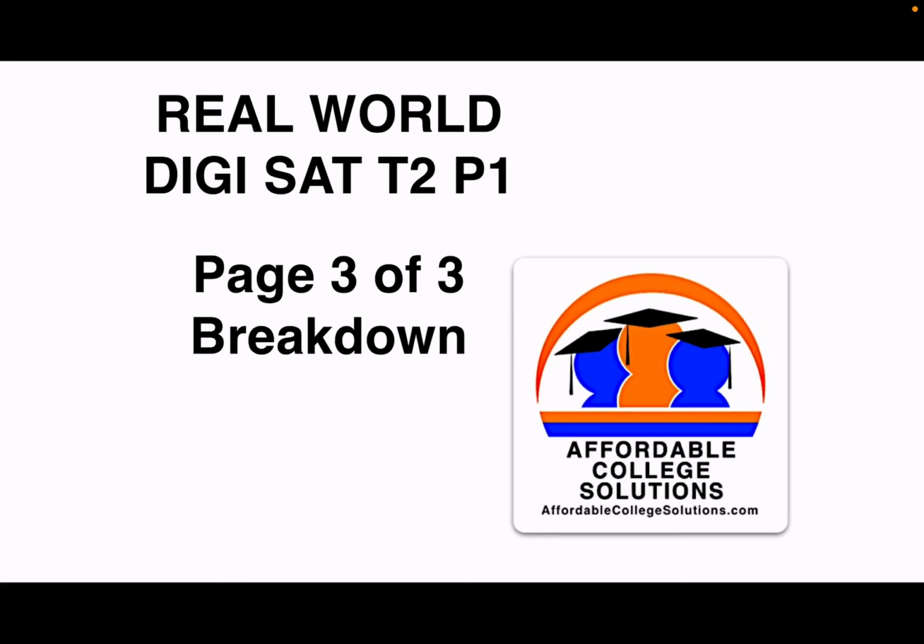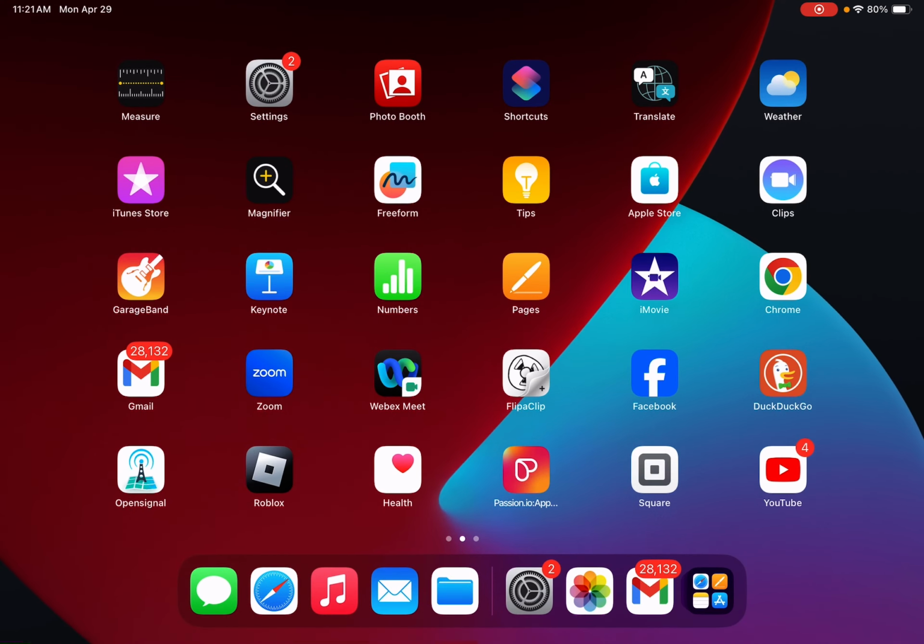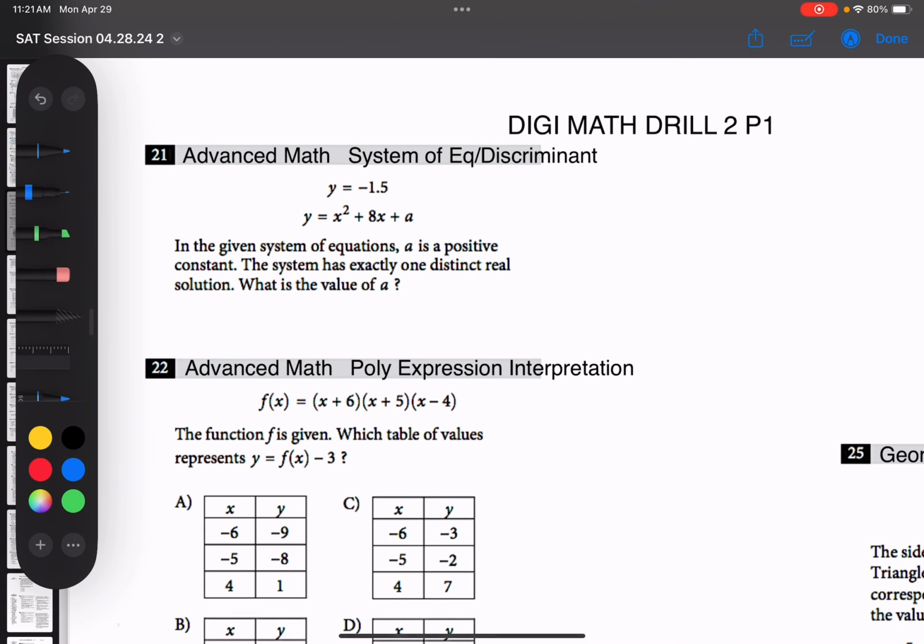All right, page 3 of 3, breakdown for test 2, part 1 for the math section of the digital practice test. Now, remember we did the easy questions, pretty much questions 1 through 10, but we felt that the questions were getting a little slick when we got to questions 7, 8, 9, 10. And then we did the second page, which was questions 11 through 20, and we felt the slickness of those questions. Now we get into the slicker questions.